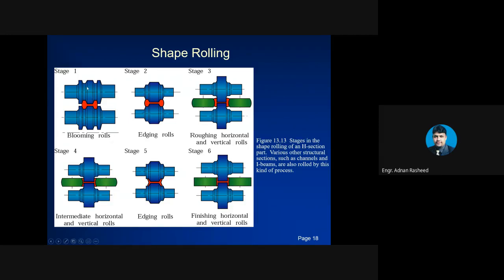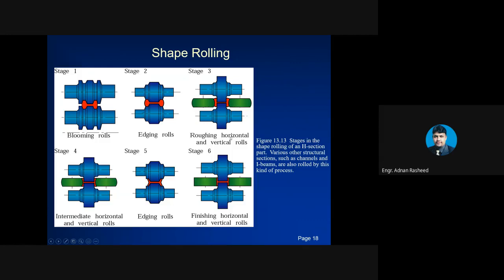You can see that this is the initial stage, the bloom rolling. You will get a certain shape. Then in stage two, you will get edge rolling. Here you can see the edge is not perfectly inclined. So in edge rolling, you will get the same edge as that of the roller.